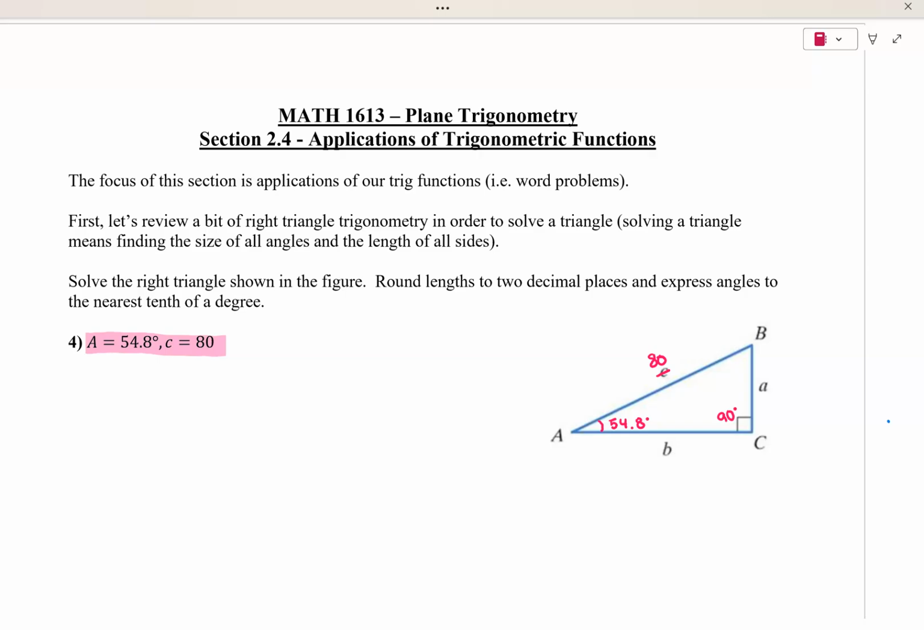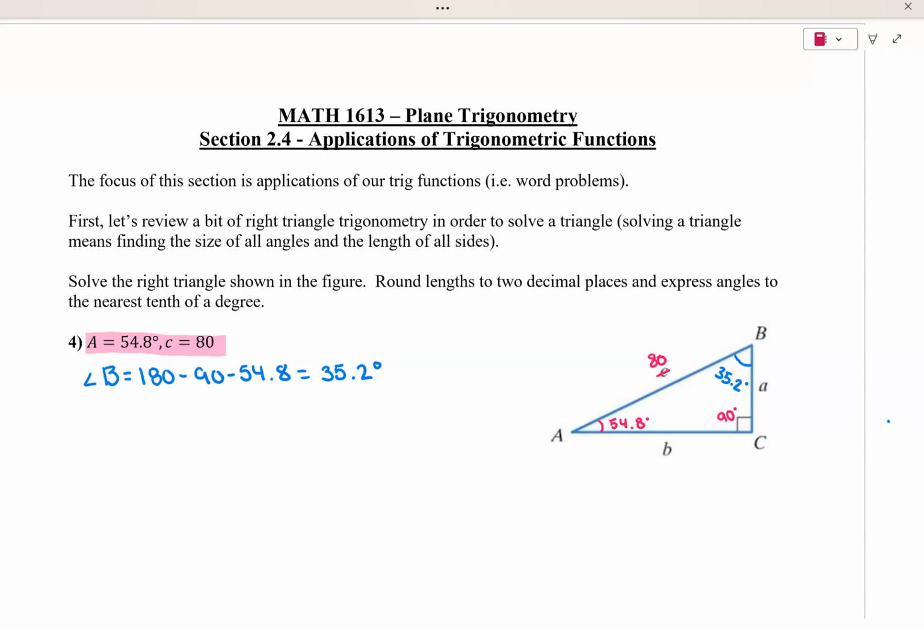We should all know that a triangle has 180 degrees. So angle B is going to be 180 minus 90 minus 54.8, and that is going to give us 35.2 degrees. So I'm going to come over here and label that 35.2 degrees. Okay, let's just go ahead and start with A.